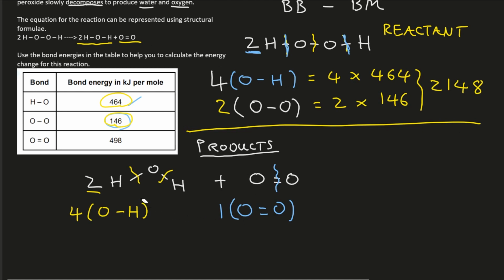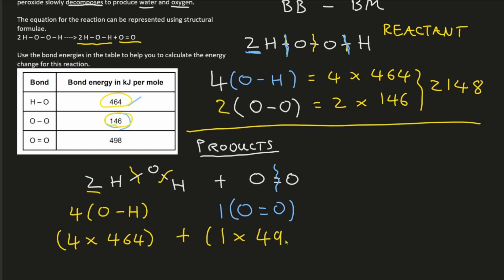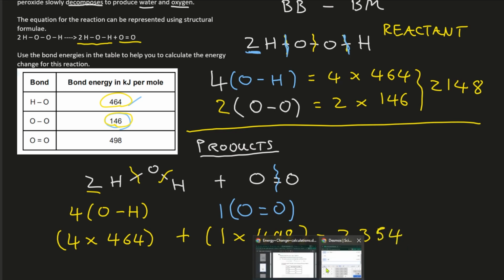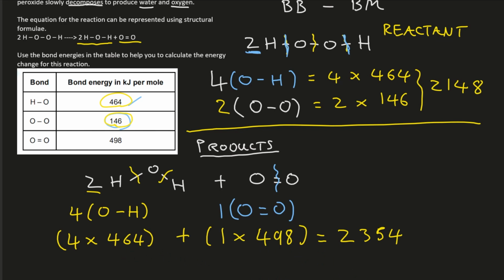The other one then is 4 times O-H. So let's do that then. 4 times 464, plus our O2, which is just one of them, so just 1 times 498. And what does that give me? Let's have a look at that calculation. So the answer for bond making is 2354. You can just confirm that with the calculator, and I got 2354, correct.